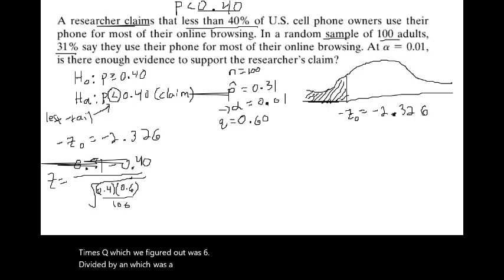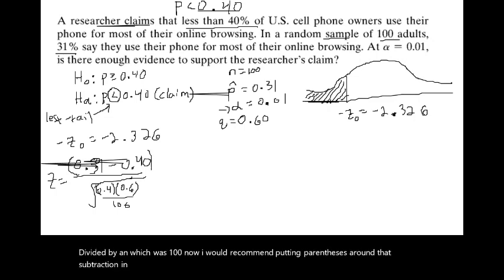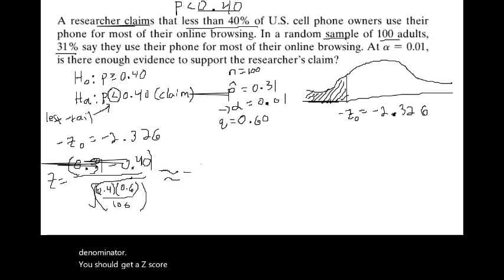Now, I would recommend putting parentheses around that subtraction in the numerator and parentheses around that fraction inside the square root in the denominator. You should get a z-score of approximately negative 1.84.